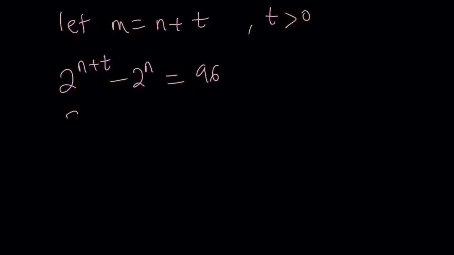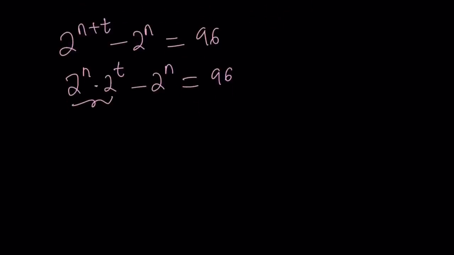So let's take out 2 to the power n here. In other words, factor it, because when you multiply two powers with the same base, and this also came up in a recent problem, you add the exponents. So we can also undo that. Now, 2 to the power n is a common factor. Let's take it out. We get 2 to the power n times the quantity 2 to the power t minus 1 equals 96.